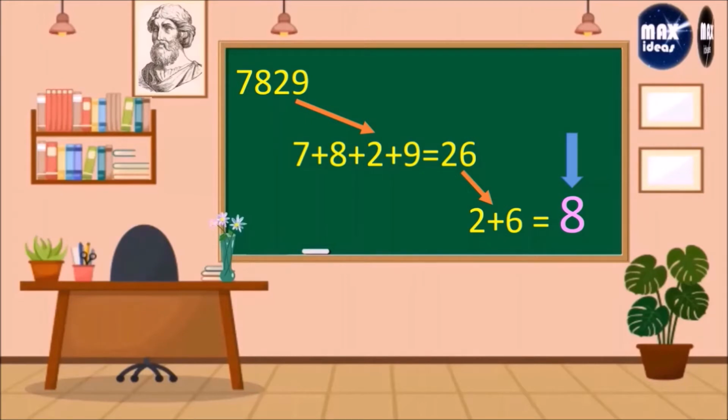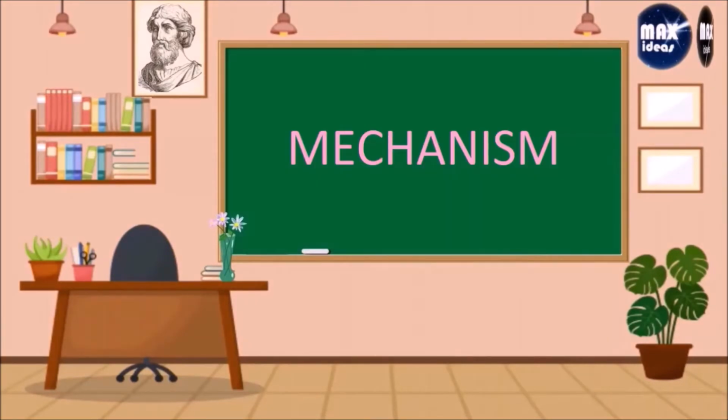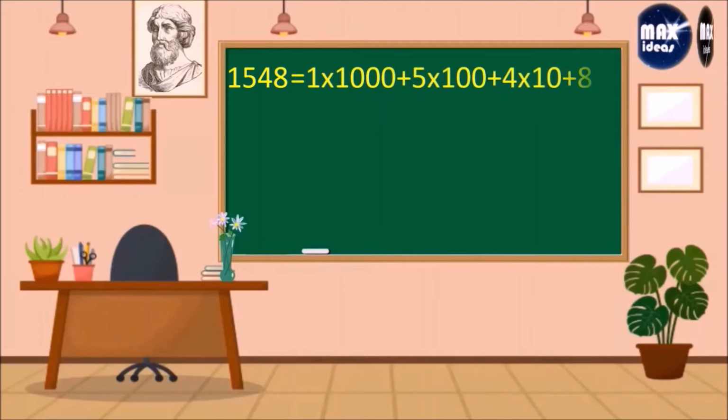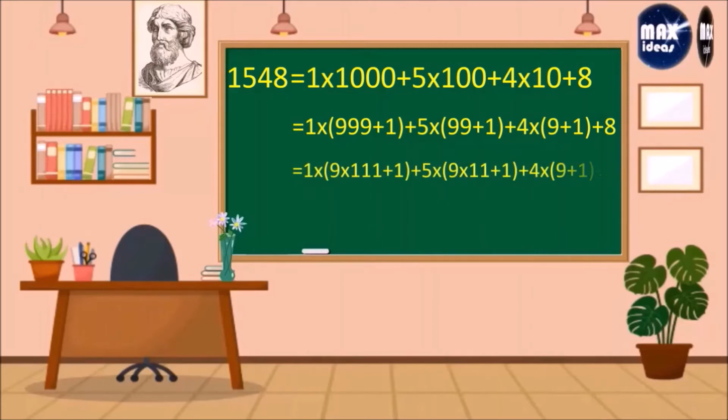Then let's inquire what mechanism takes place in this process. Let me choose the number 1548 as an instance. The number is up to thousands place. It contains a single thousand, 5 hundreds, 4 tens, and 8 units. 1000 equals 999 plus 1, 100 equals 99 plus 1, and 10 equals 9 plus 1. So we can replace those like this. 999, 99, and 9 are multiples of 9. So we can take them to the front.